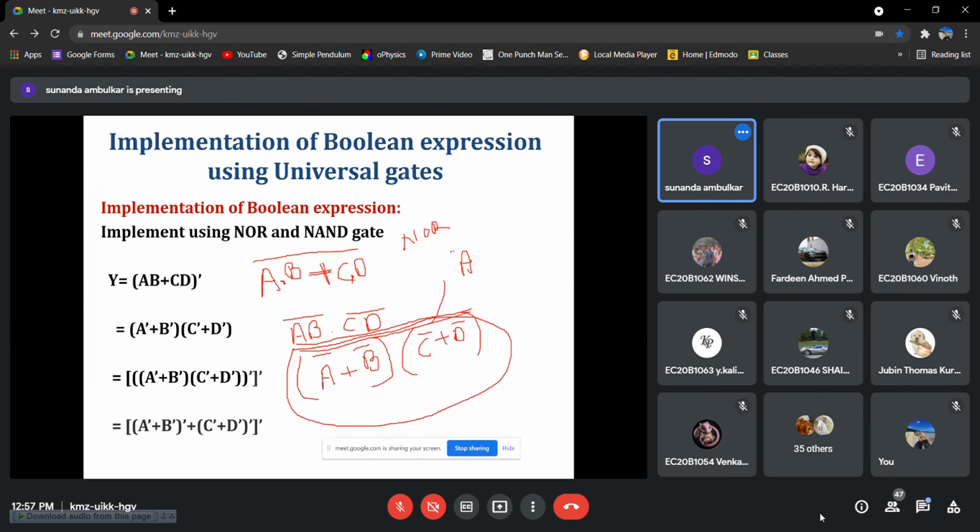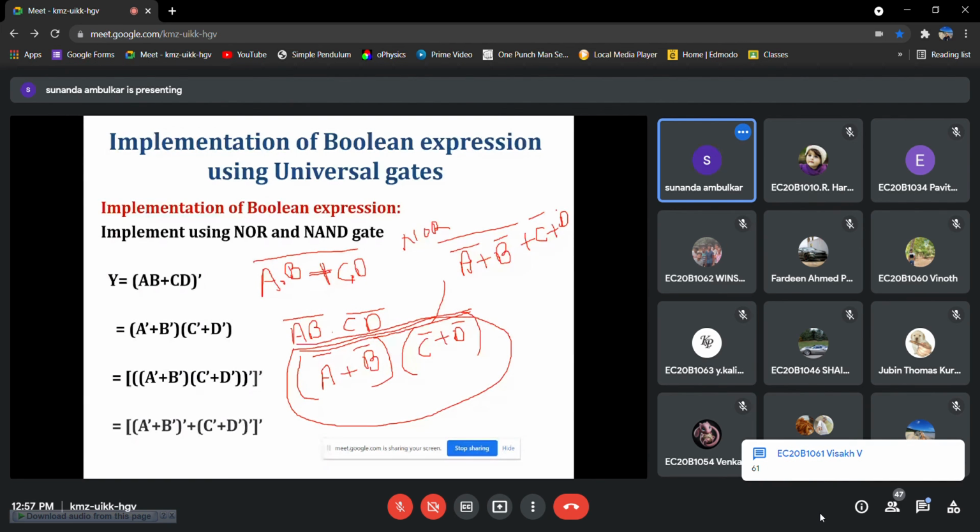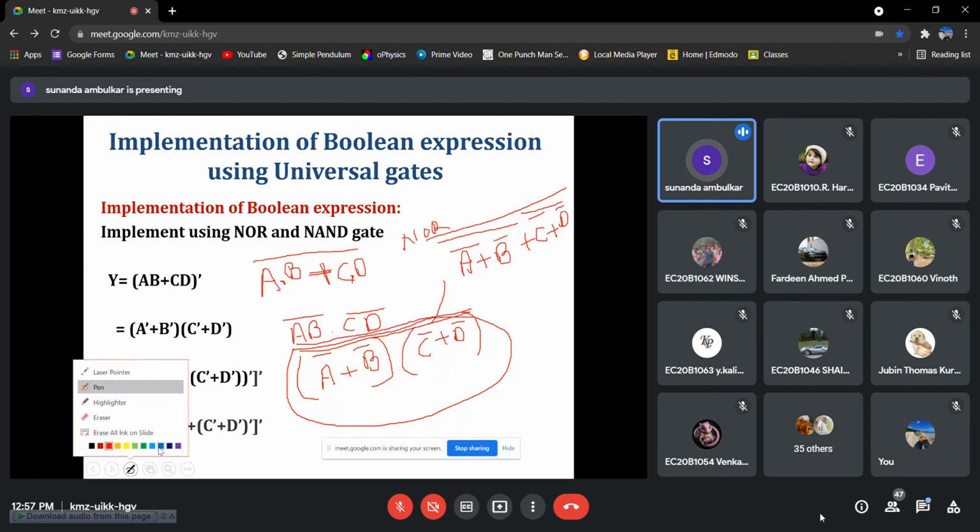A bar plus B bar, whole bar, plus C bar plus D bar, whole bar, and the whole bar. Okay. So what did we find out here? We have found out this term we can implement using the NOR gate.